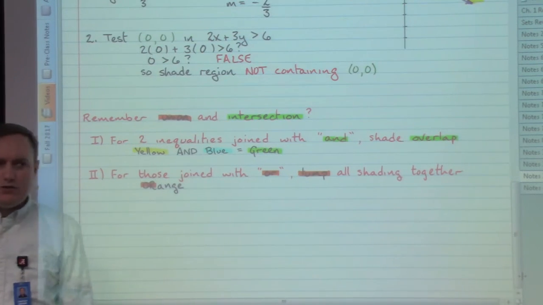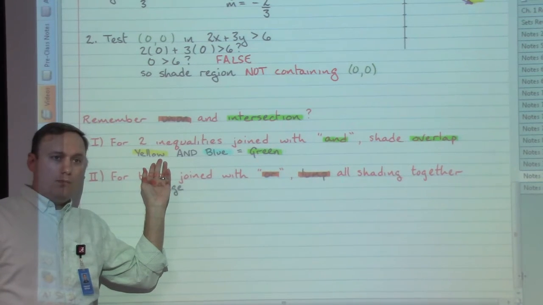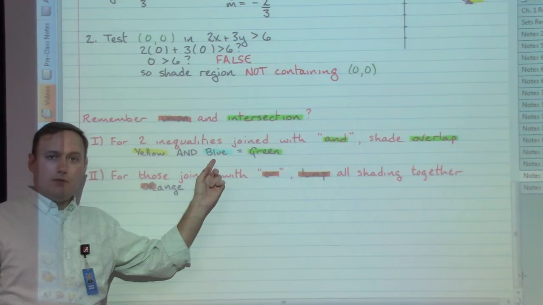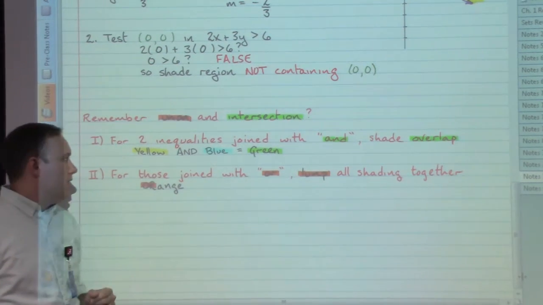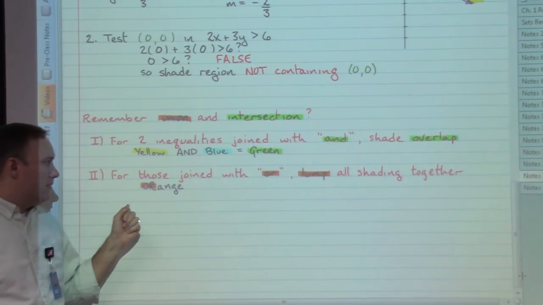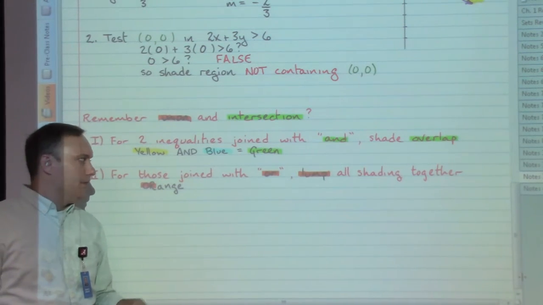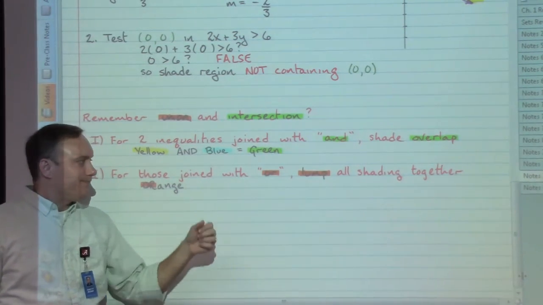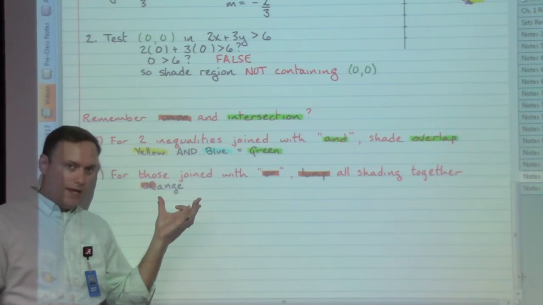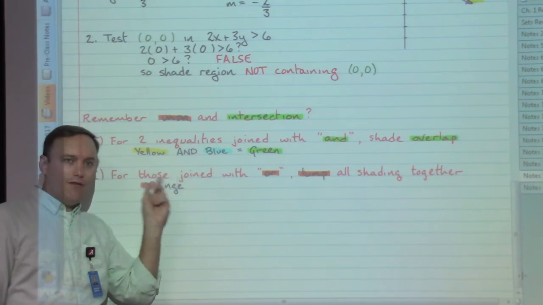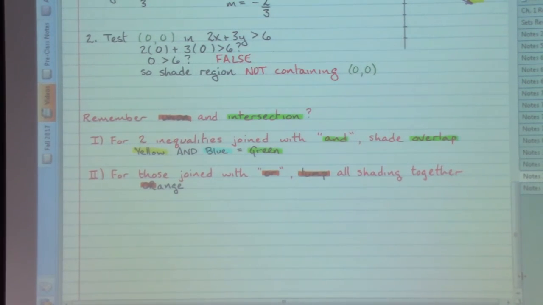So we would be doing 2 separate problems on a single grid, either doing one problem yellow, the other problem blue, where yellow and blue make green. Or instead, for problems that are put together with the word or, we would do one problem in orange, then do the second problem in orange on the same grid, and everything that gets colored orange ends up being the solution.